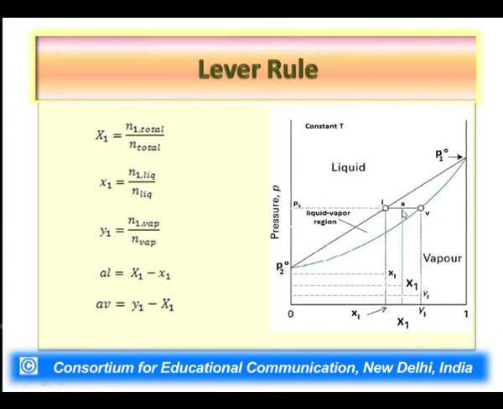Similarly, we can also determine the magnitude of the length of line segment AV by taking the coordinates of point V less the coordinates of point A. So, we get small y1 minus capital X1 as the length of the line segment. Please appreciate this point, that we need not measure with the help of a scale on the diagram which is present in front of us. We need not measure these distances using a scale, rather we can make use of the coordinates of these points, which are represented by the number of moles of component 1 in the overall system, in the liquid phase and in the vapor phase. So, easily we can calculate the lengths of line segments AL and AV.